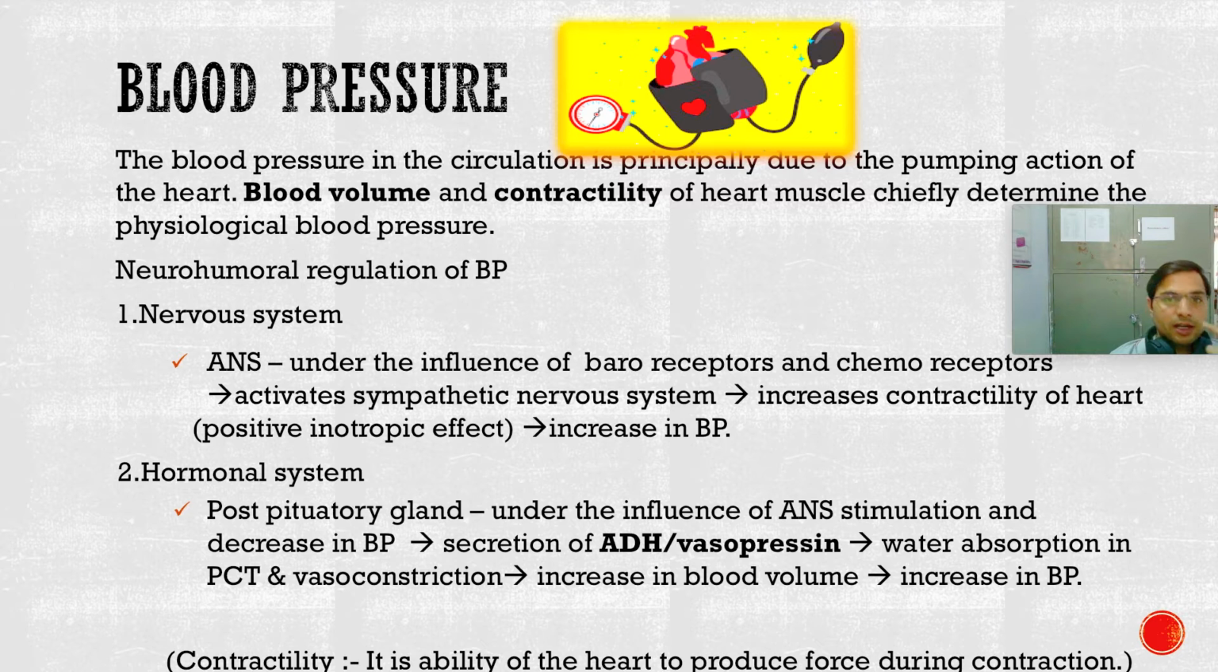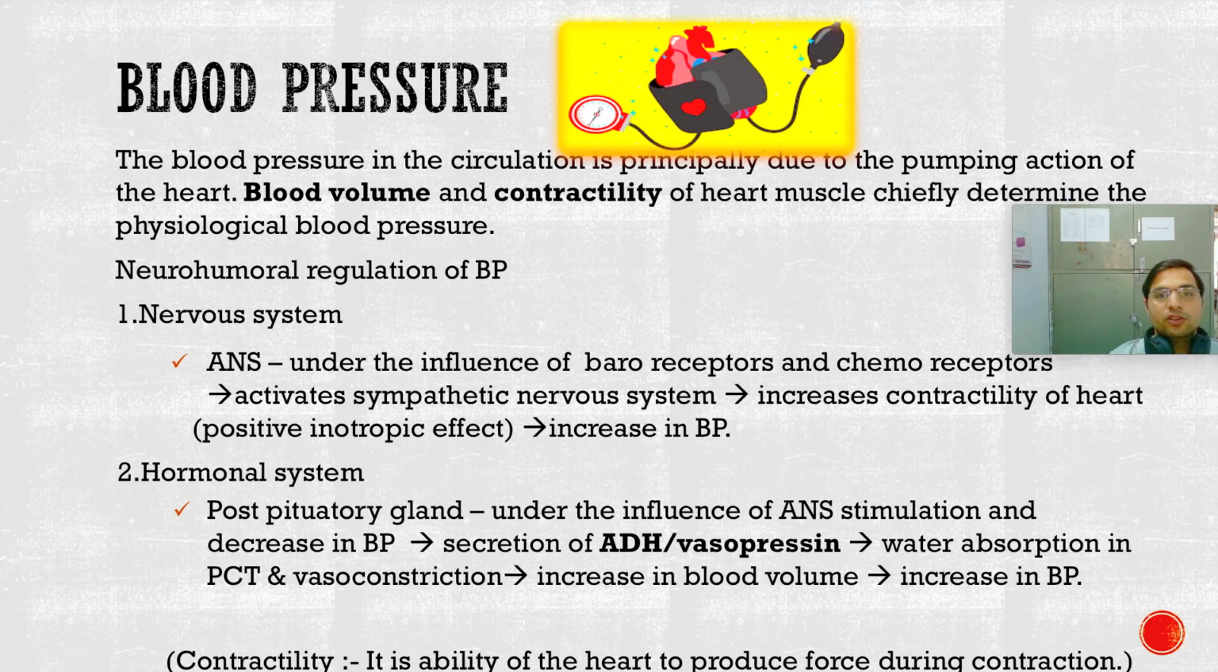The heart starts to beat more. This is according to the Starling's law. You can read this law. So the contractility also increases when the blood volume is more, and contractility also depends on the autonomic nervous stimulation, the sympathetic nervous stimulation. The sympathetic nervous stimulation also leads to increase in contractility of the heart.